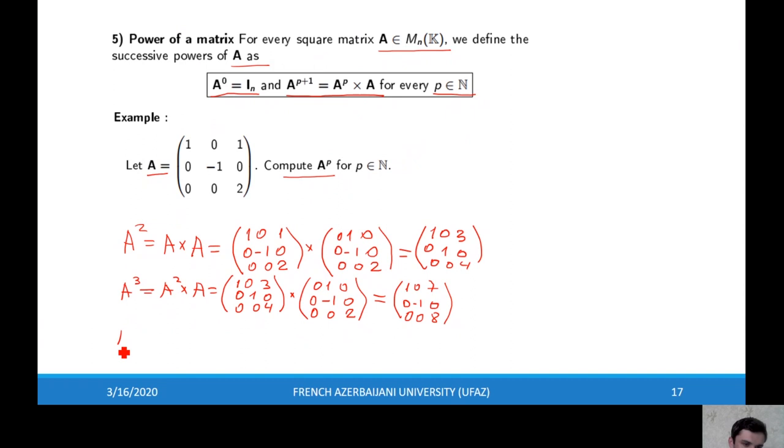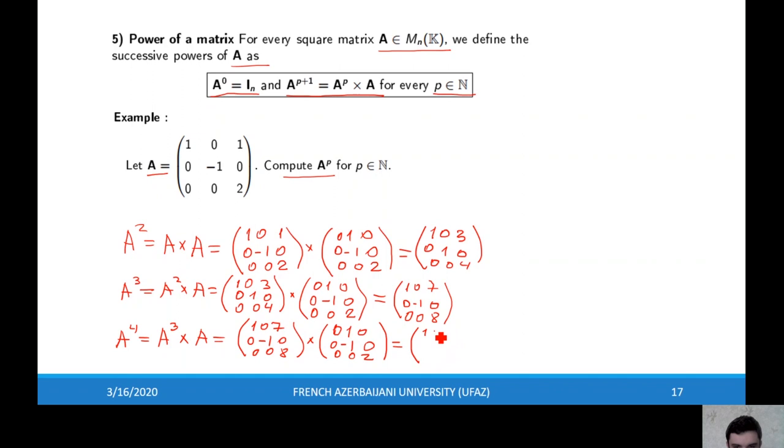From here, A to the power of 4 will be A cubed times A. We use this definition. [1, 0, 7; 0, -1, 0; 0, 0, 8] times [1, 0, 1; 0, -1, 0; 0, 0, 2] is [1, 0, 15; 0, 1, 0; 0, 0, 16].